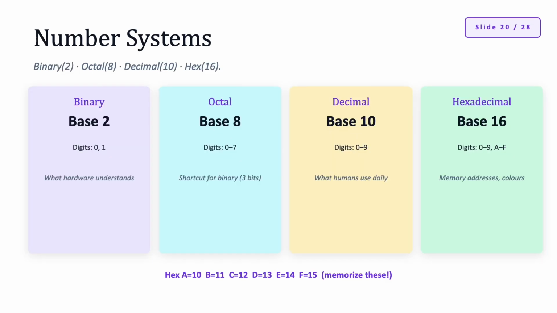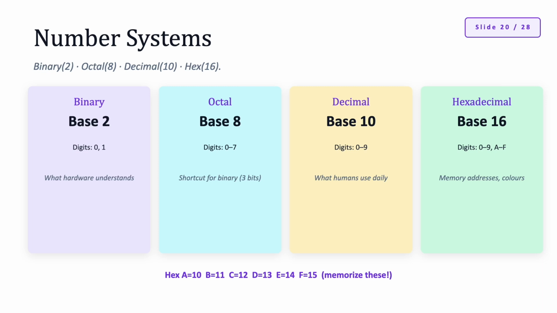Number systems. Humans use decimal, base 10, digits 0 to 9. Computers use binary, base 2, only 0 and 1. Octal, base 8, uses digits 0 to 7. Hexadecimal, base 16, uses 0 to 9 and A to F, where A equals 10, B equals 11, C equals 12, D equals 13, E equals 14, F equals 15.